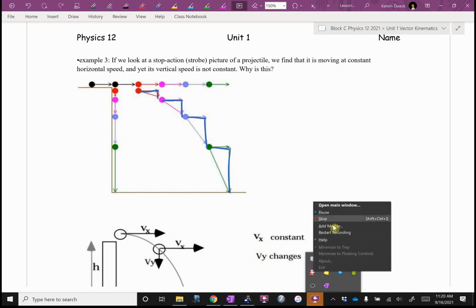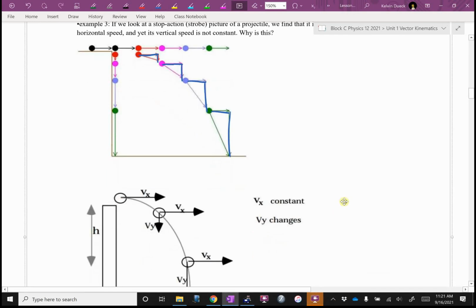So this is the key idea, and it's not that intuitive. When you throw something, all of you want to think that there's a sideways force acting on it after it's left your hand. There isn't. The only force acting on it is the obvious one, gravity, which means horizontally no acceleration.